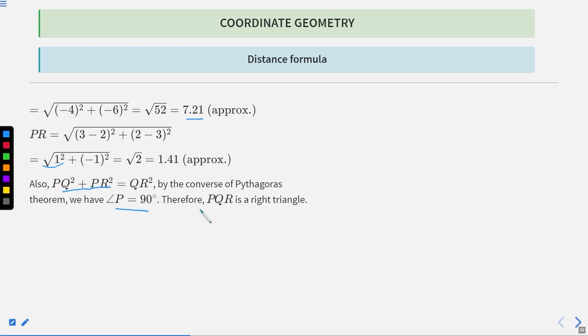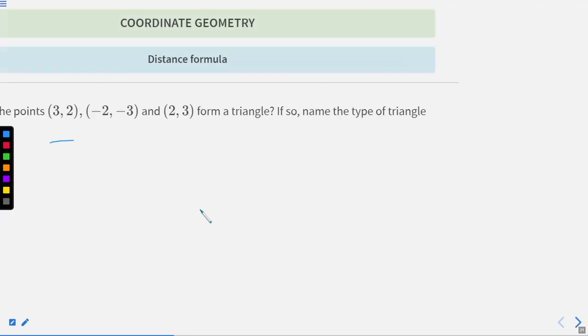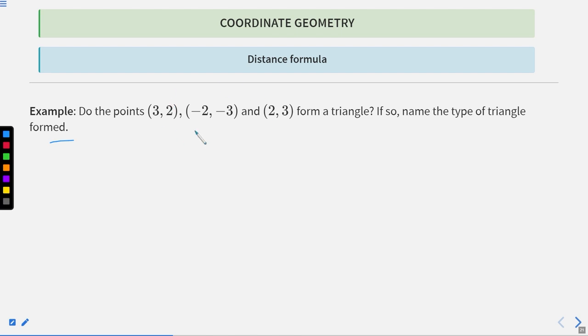Okay, then here the angle P is 90 degrees, and therefore PQR is a right angle triangle. Okay. So here these 3 points form a triangle, which is actually a right angle triangle.